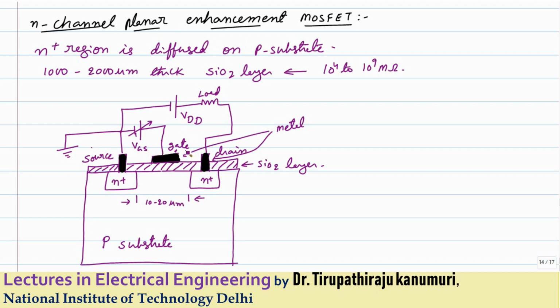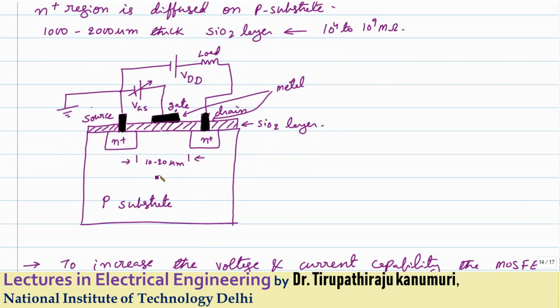So let us see how this will operate. The construction of the basic MOSFET will be like this. This is not the power MOSFET; this is the basic MOSFET. I want to explain the basic concept, then we will go on to the power MOSFET construction. On a P substrate, an N plus region is diffused to form both the source and the drain.